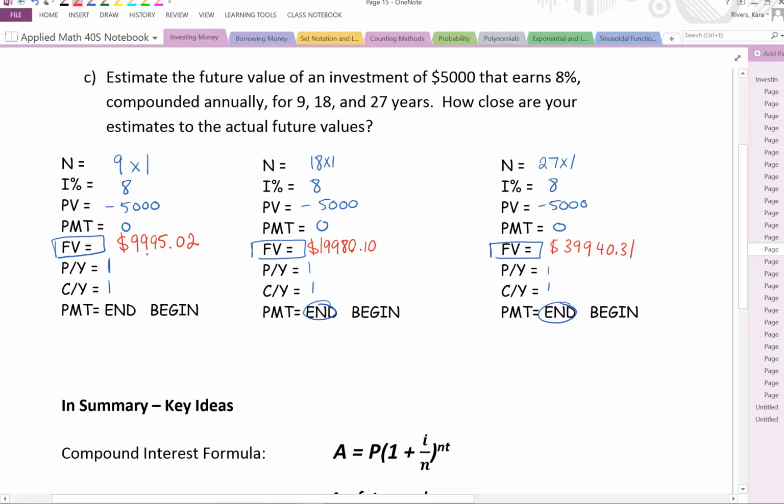Because it's $9,995.02. For 18 years, that's $19,980.10. And then for 27 years, that's $39,940.31. So you're having a look and seeing the only variable that's changing is we're going from 9 years, doubling that to 18 years, or going from 9 years and tripling that to get to 27 years, to see how that increases our future value over time.